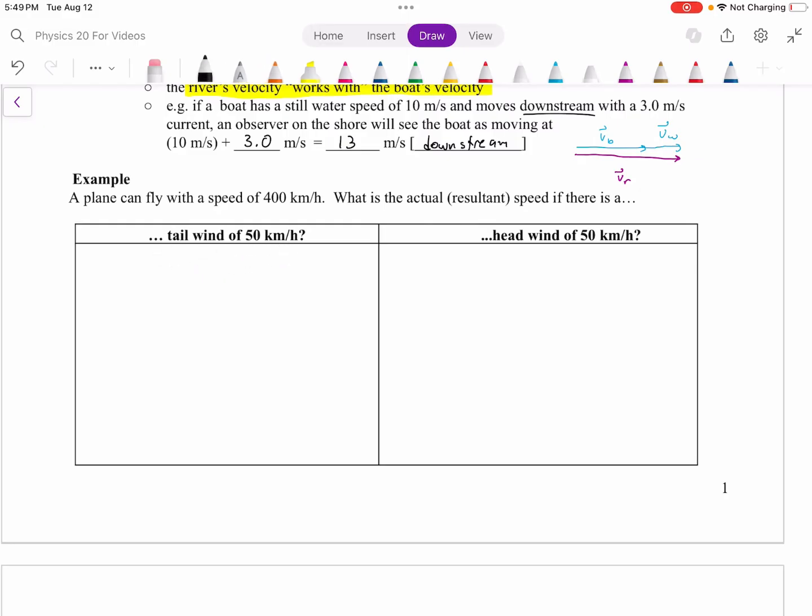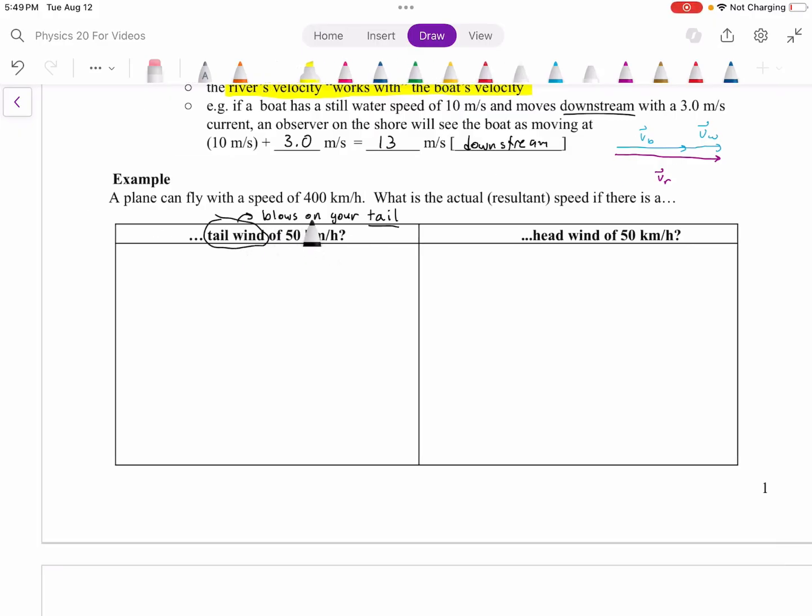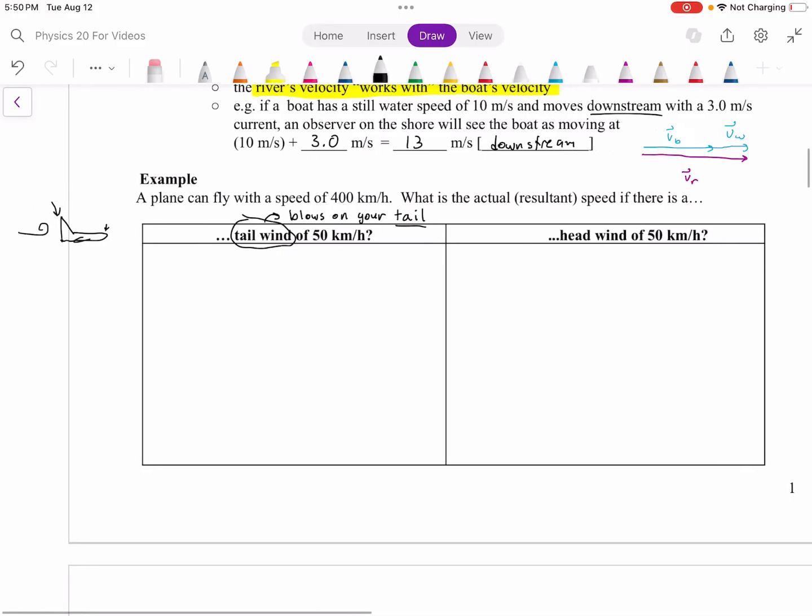Okay, so terminology, tailwind, what does that mean? Well, it blows on your tail, right? So meaning if you have a plane, right, we think of its head as being up here, its tail as being back here. So a tailwind blows like this. Do you think that's going to make the plane faster or slower for someone watching on the ground? It'll make them faster, right? It helps them. It's pushing them from behind, okay?